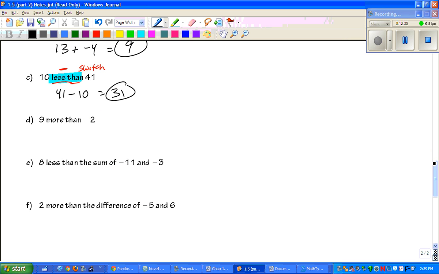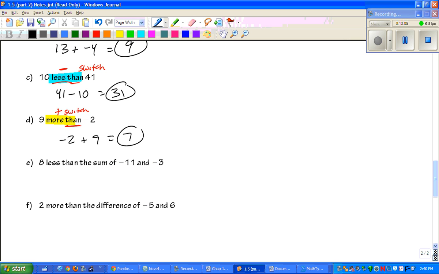Okay, D, 9 more than negative 2. Okay, more than tells us that we are going to add. Just like our example with subtraction in C, whenever we see the word than, it's telling us to switch the order. So we got negative 2 and 9. What's bigger, positives or negatives? Positives are by 7.